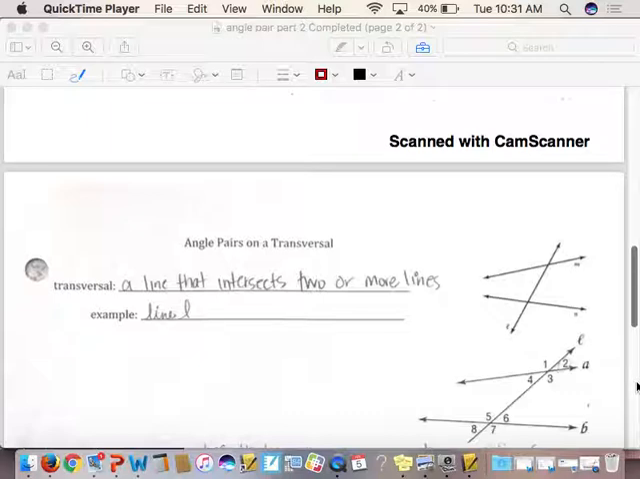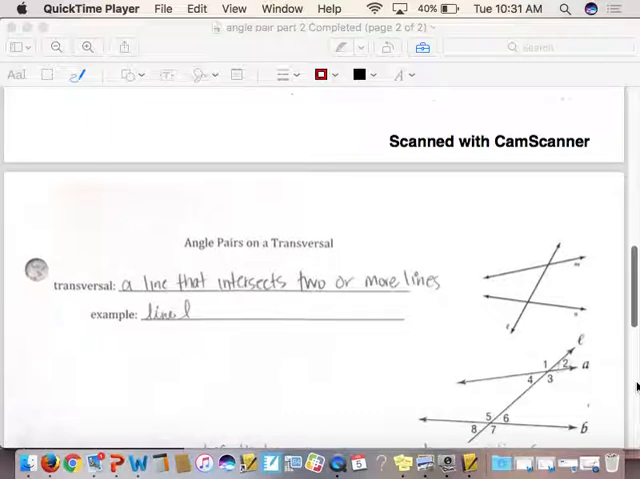Okay. 1 and 3. Opposite these. What are they? Opposite these are vertical angles. 1 and 3 are vertical. 3 and 5. They are interior and they are alternate interior. So this is what your quiz is going to look like over these angle pairs.